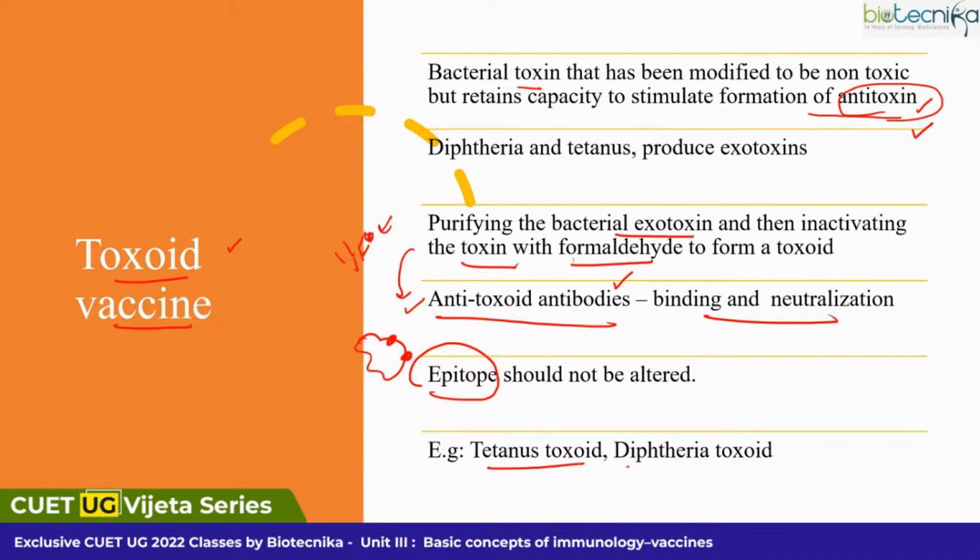Tetanus toxoid and diphtheria toxoid. Tetanus is caused by bacteria, and diphtheria too; these are bacterial toxins. So for them, you have these toxoid kinds of vaccines.